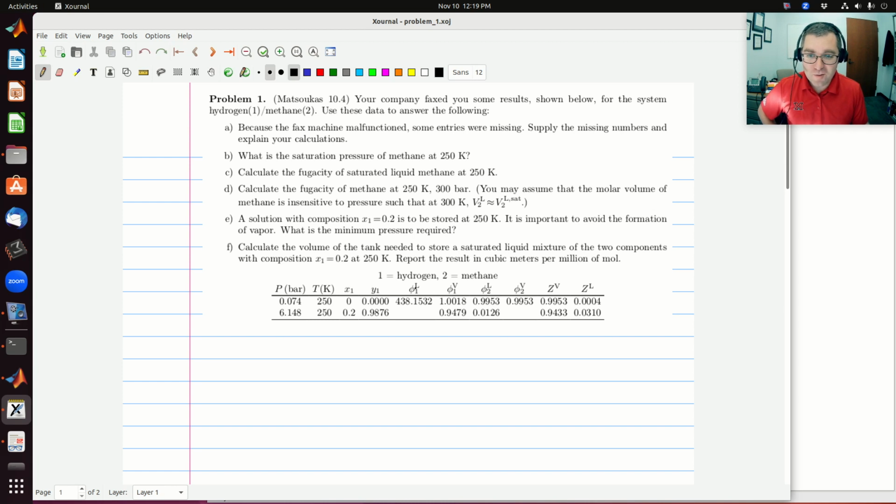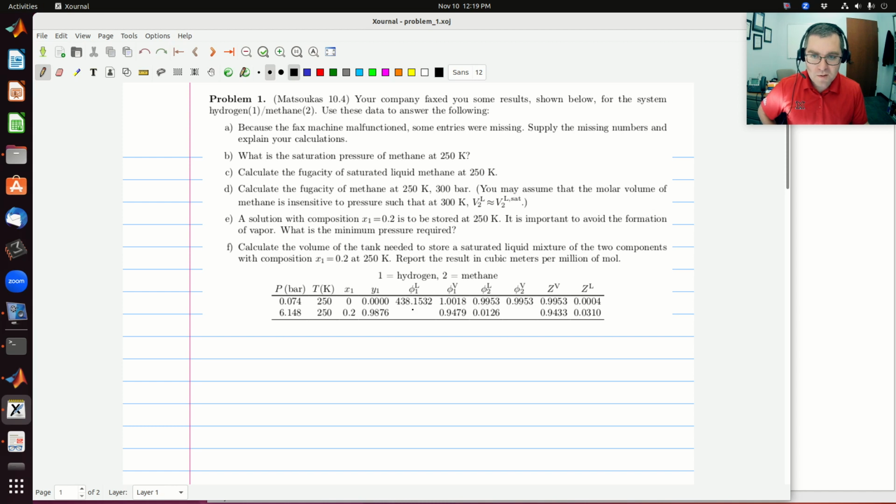All right, cool. So in the table below, we've got data for hydrogen and methane, hydrogen component 1, pressure, temperature, and mole fractions, so that should be liquid and vapor. Then we've got fugacity coefficients, so the subscript would be the component, and the superscript would indicate the phase, liquid or vapor. And then here it looks like we have compressibility of the phase. So let's take it one at a time.